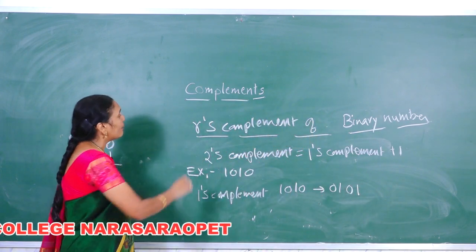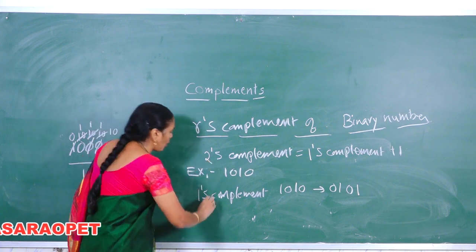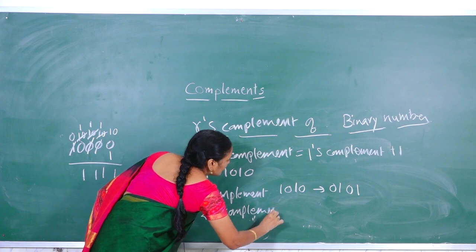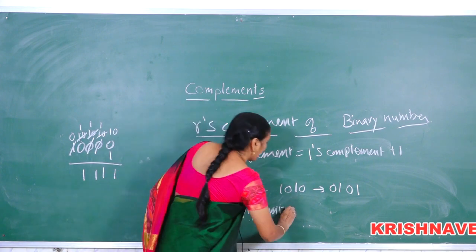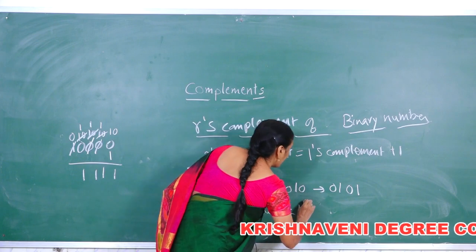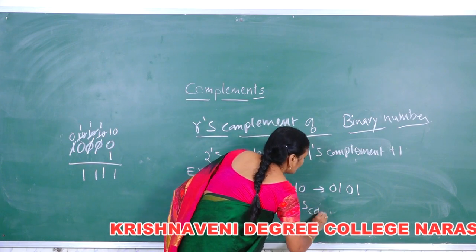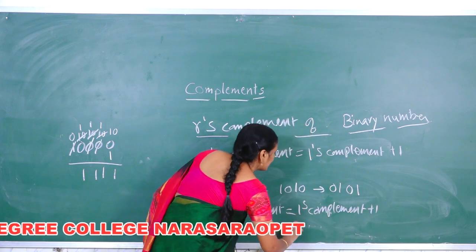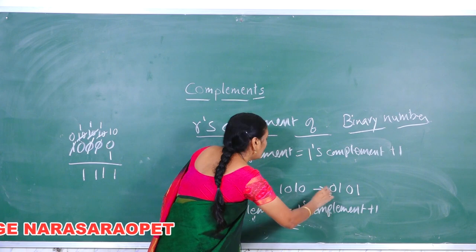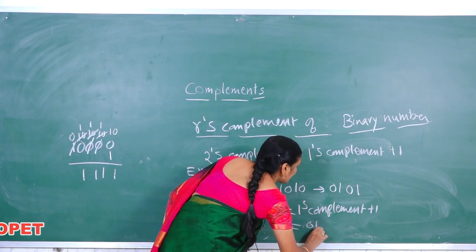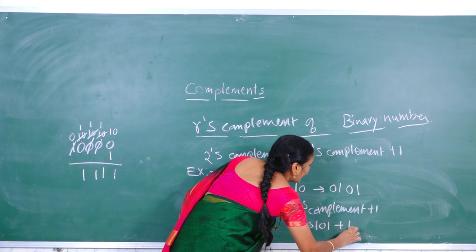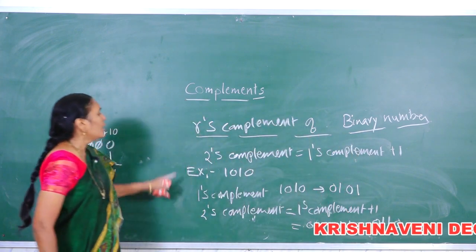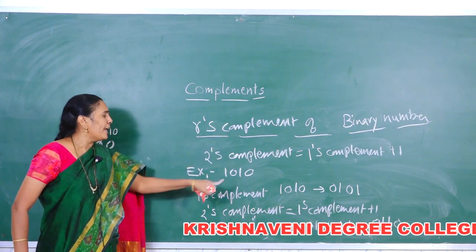This is the 1's complement, but I am interested in calculating the 2's complement. The 2's complement is obtained by adding 1 to the 1's complement. So the 1's complement value is 0101, plus 1, whose value will be equal to 0110. This is the 2's complement of the given number 1010.